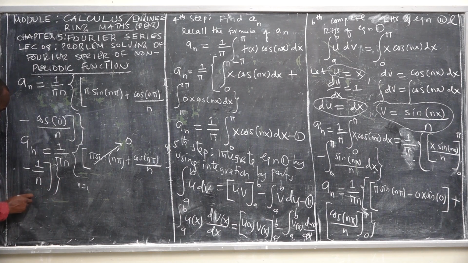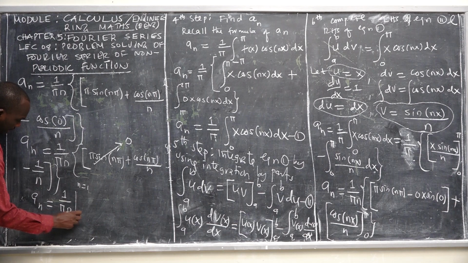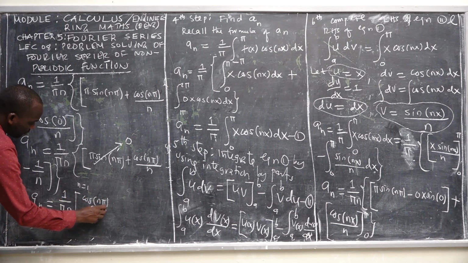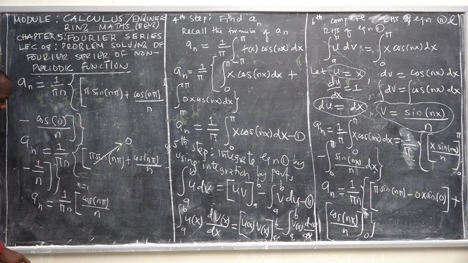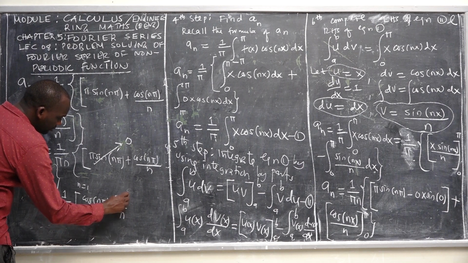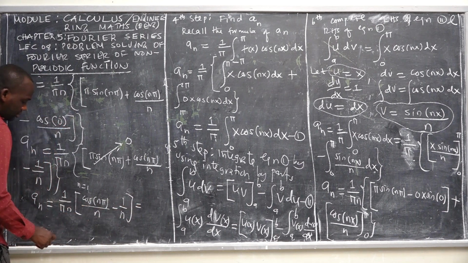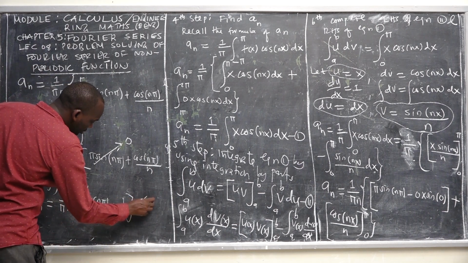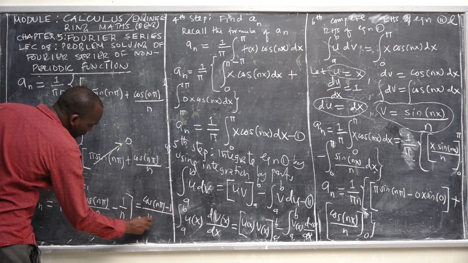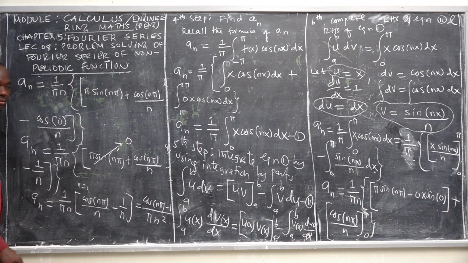So if that's the case, what is An equal to? 1 over pi n, then we have cosine of n pi over n, minus 1 over n. Simply, this is equal to cosine of n pi minus 1 over pi n squared.